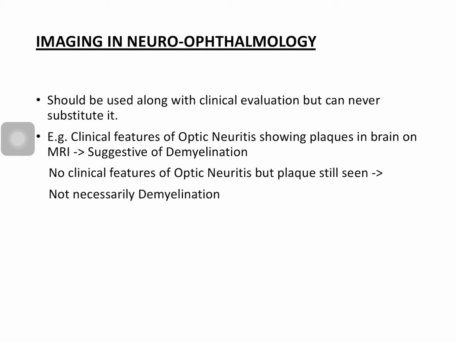For example, suppose a patient presents to you with clinical features which are suggestive of optic neuritis. Say the patient has retroorbital pain, diminution of vision, restriction in extraocular movements, and painful extraocular movements. So, such clinical findings are suggestive of optic neuritis. Such a patient, when undergoes MRI brain, shows plaques in the brain.